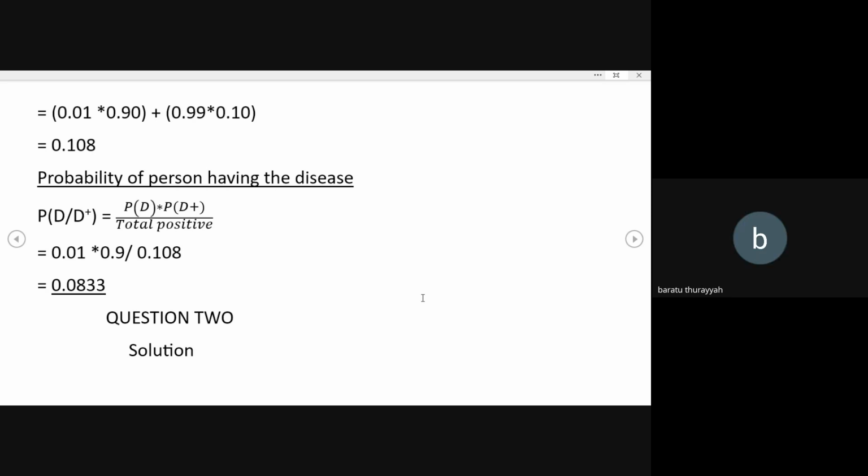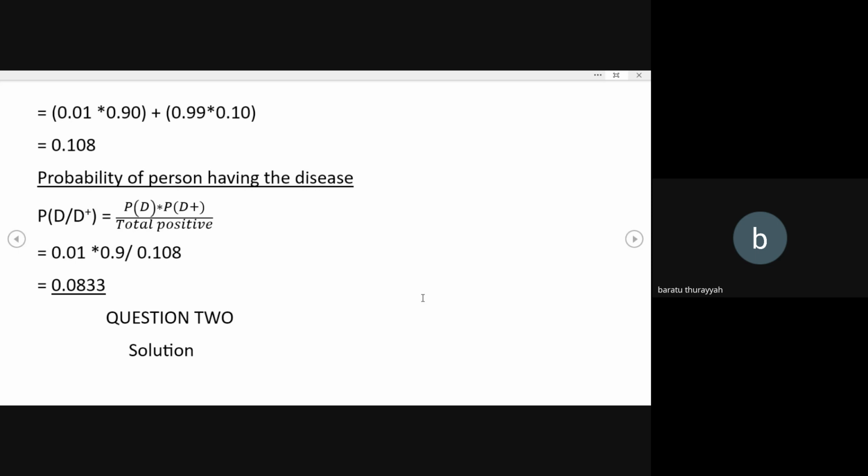You also get the probability of not having the disease but testing positive, which is 1 minus 0.9, and get 0.1. So to get the total probability, you take the probability of testing positive given the disease times the percentage of the population with the disease, plus the probability of testing positive without the disease times the percentage of the population without the disease, which is 0.01 times 0.9 plus 0.99 times 0.1, and get 0.108.